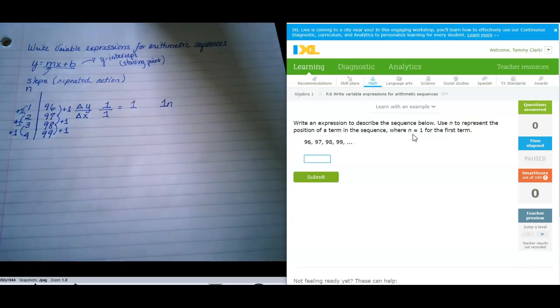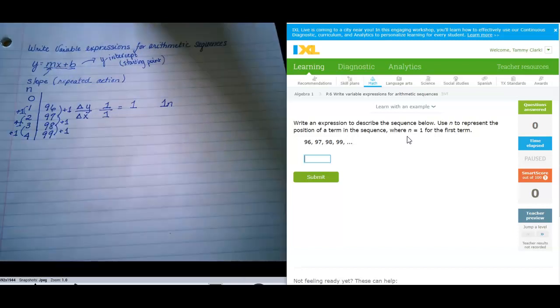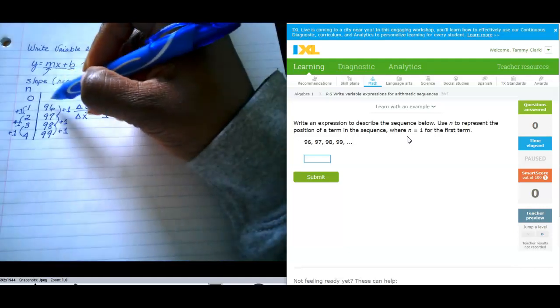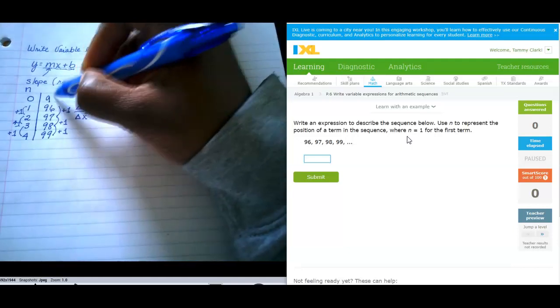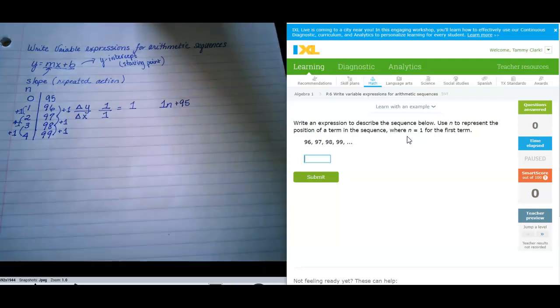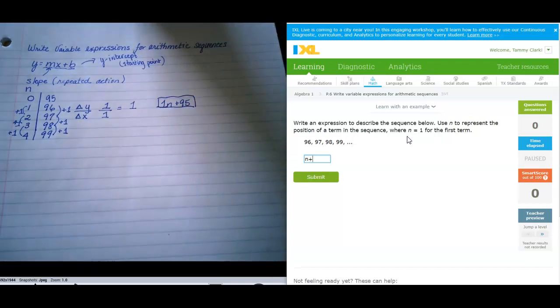But I have to find out, where was my starting point? Where was my y-intercept? To do that, we know that the y-intercept is where x on the graph is 0, and then y is some other number. So if I back up and I put a 0 right here, and I was adding 1, then I have to think of what was here before I added 1. Well, it would be 95. So my expression would be 1n plus 95. Or I could just put n plus 95.